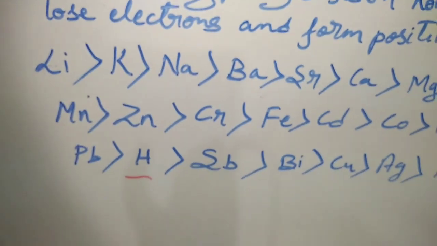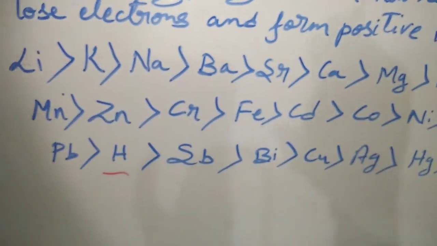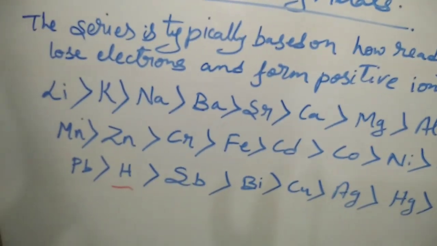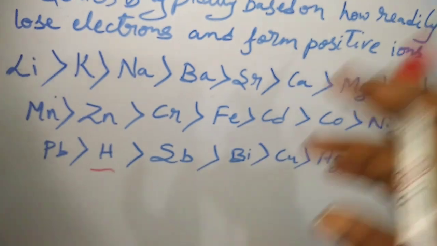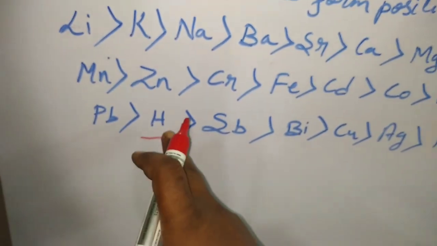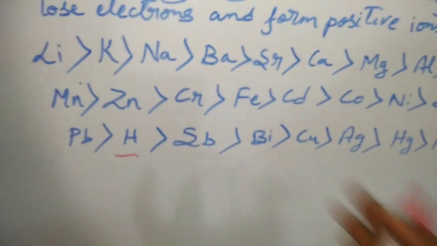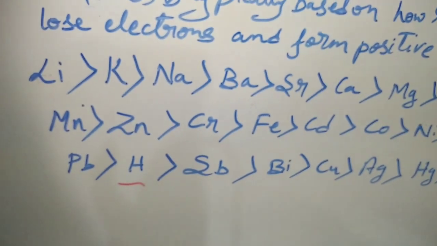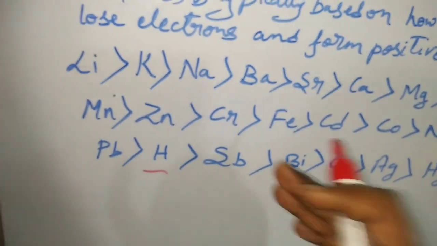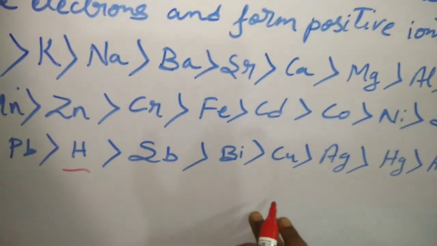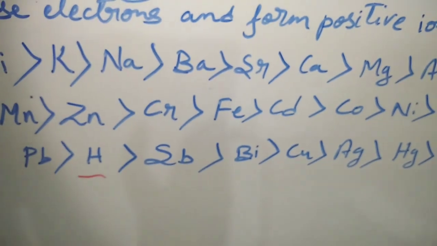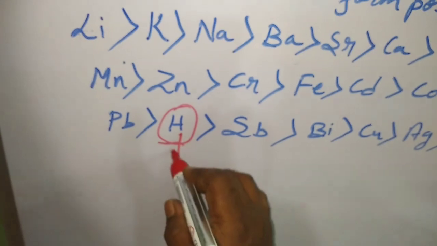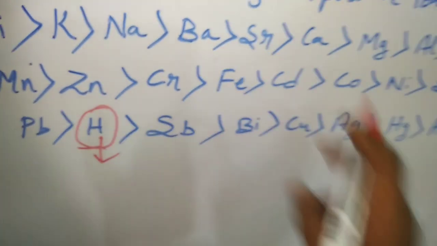See, for hydrogen, we make the reactivity series of metals according to the position of hydrogen, meaning the elements placed above hydrogen are more reactive than the elements placed below hydrogen. So hydrogen is always in the middle part of these elements.